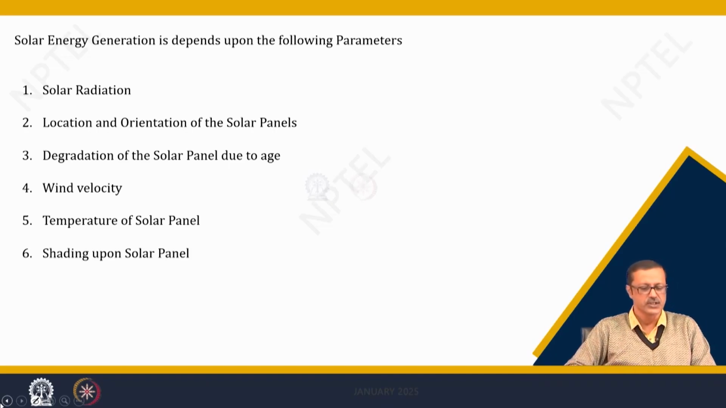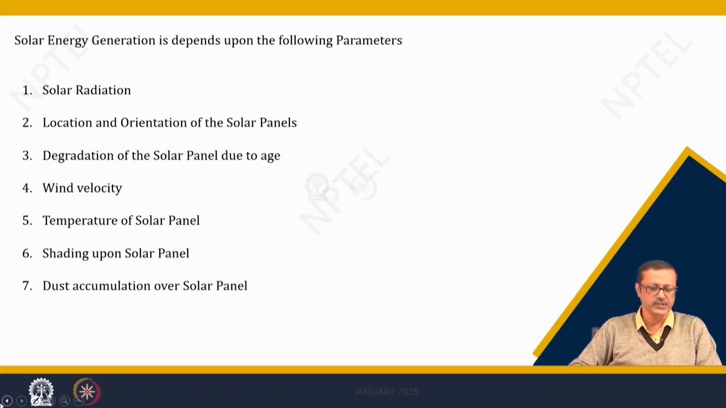The next one is the shading upon the solar panel, because of some parapet wall or maybe some trees or some building nearby, there may be some shade, and for that the generation will definitely be restricted. The dust accumulation over the solar panel is another issue. We have to clean it properly and regularly at periodical intervals, so that dust is not accumulated over the panel, which will again decrease the efficiency of the panel and reduce the electricity generation.